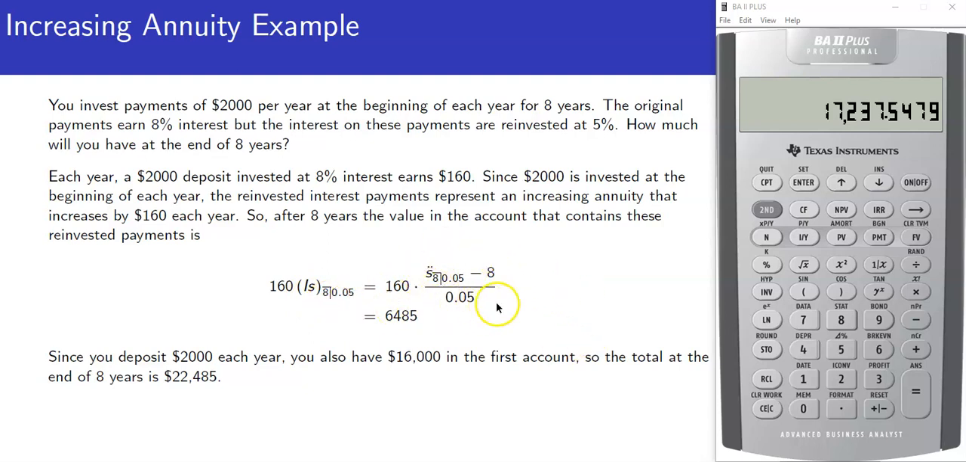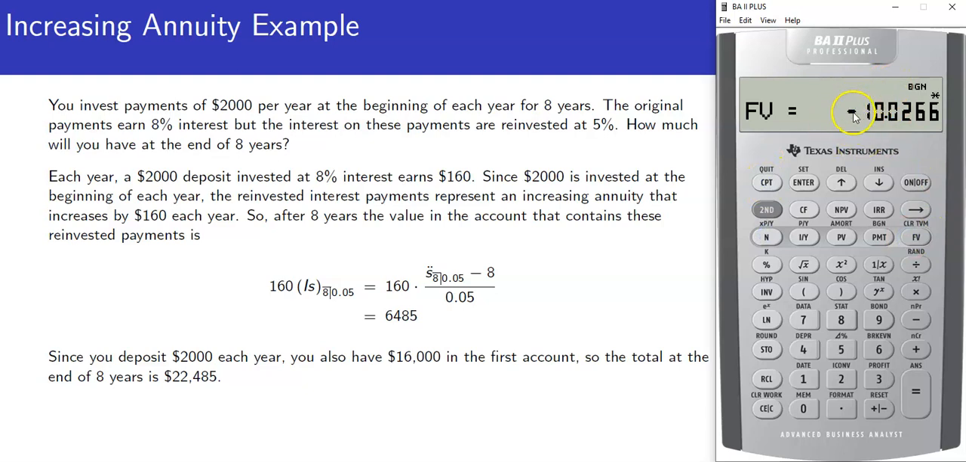Here's our future value of an increasing annuity formula. So if we put in these particular values, we need S double dot angle 8. So I will change my mode to begin mode. We'll put in 1 for the payment. We have a 5% interest rate. We do that for 8 years, and we want the future value in this case.